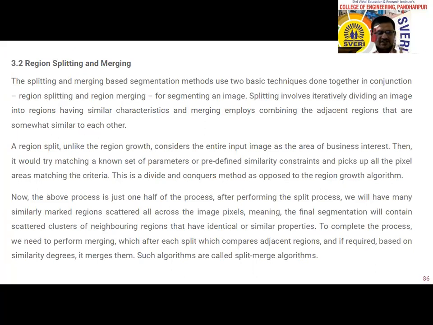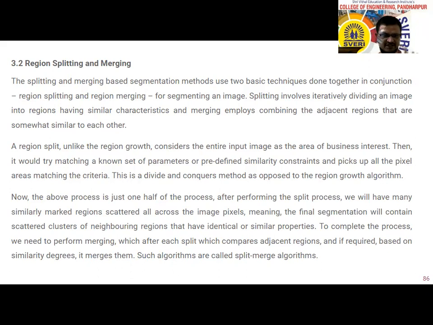Now next is region splitting and merging. The splitting and merging based segmentation methods use two basic techniques done together in conjunction, that is region splitting and region merging, for segmenting an image. Splitting involves iteratively dividing an image into regions having similar characteristics, and merging employs combining the adjacent regions that are somewhat similar to each other.